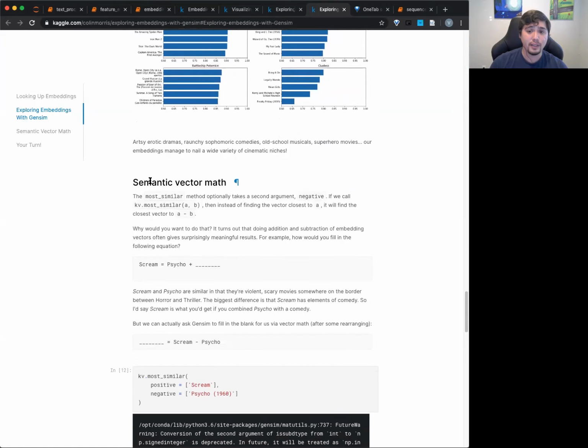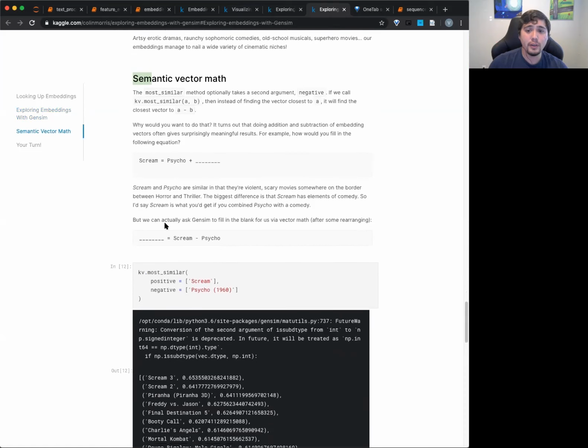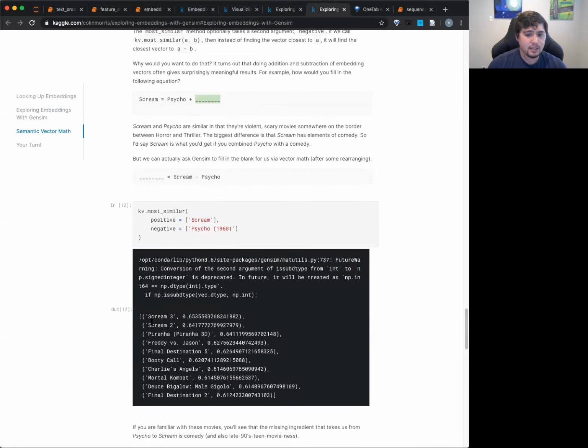For example, this is semantic math. Whenever you see movies, think of just replacing it with words, okay? You can see here that Scream is equal to Psycho plus something. So what movie, if you combine Psycho with another movie, would give you Scream? You can think of it as Scream minus Psycho, what kind of movies would those be? In this case, it turns out to be Scream 3, Scream 2, not really that interesting. Piranha, Freddy versus Jason, Final Destination. But then you get things like Booty Call, Charlie's Angels, Mortal Kombat, Deuce Bigalow, right?